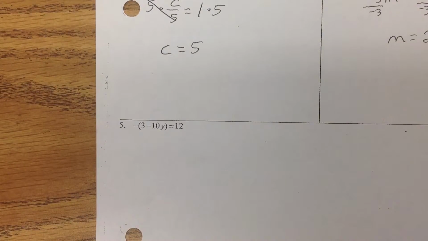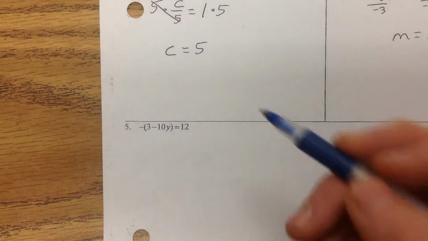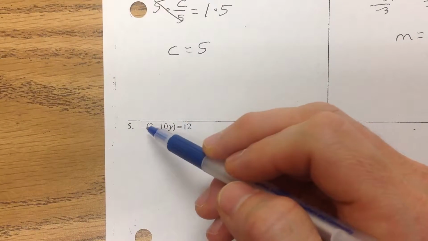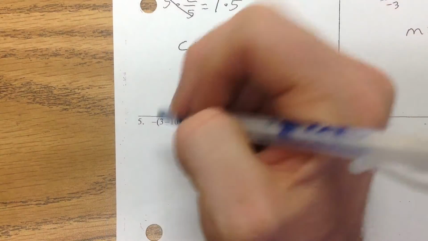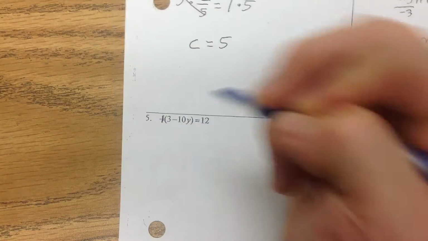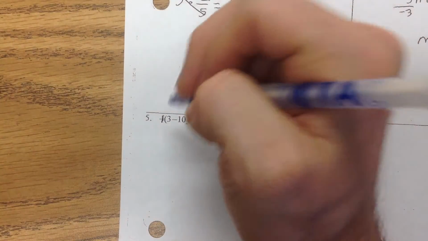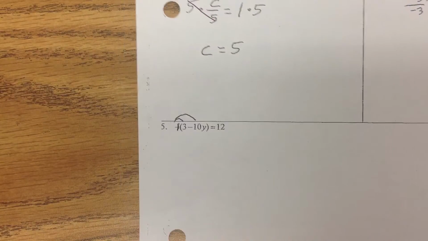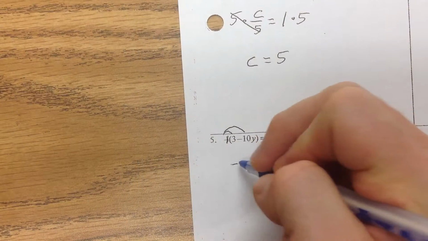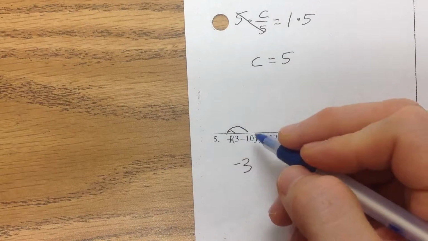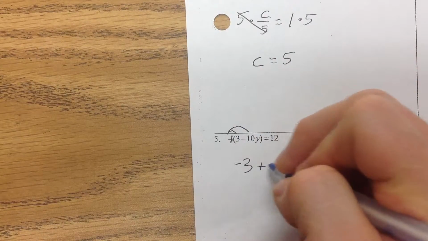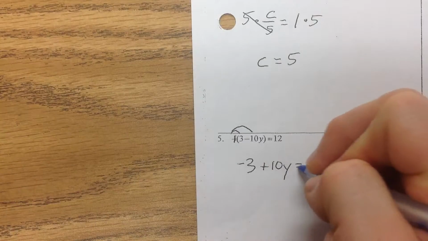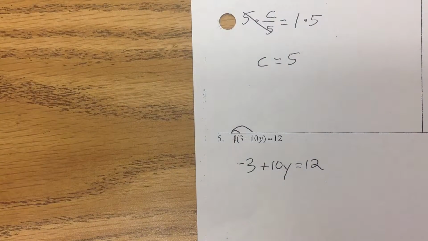All right, number 5 is where they start to get a little more involved. Anytime we have parentheses, we want to think about distribution. Now, we've got this negative sign in front of the parentheses, so what you have to remember is that there's that invisible 1 there that we just don't write. It's math shorthand. So what we're really multiplying both of these pieces by is a negative 1. So that's going to work out to be negative 3. A negative times a negative becomes positive, so plus 10y equals 12.